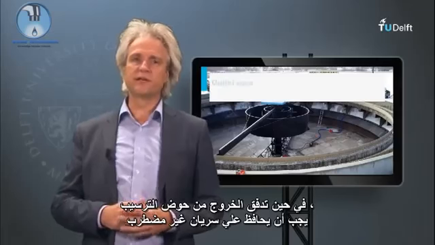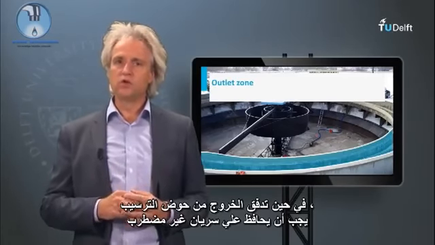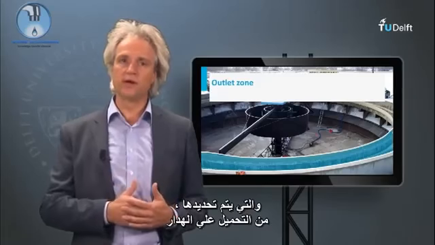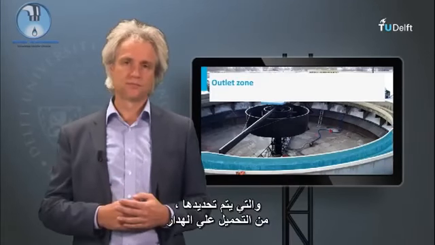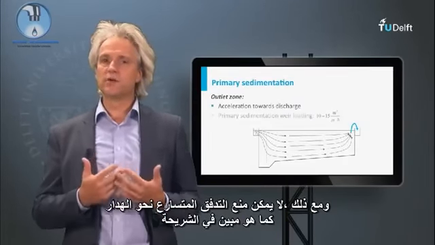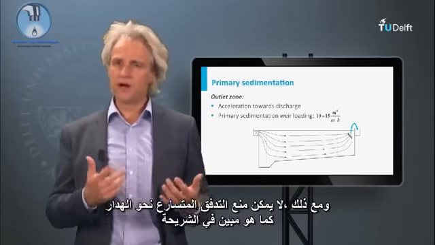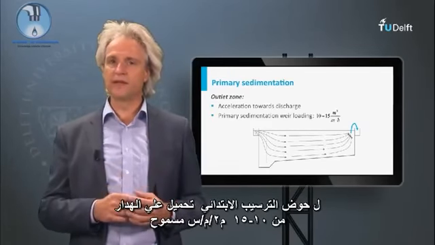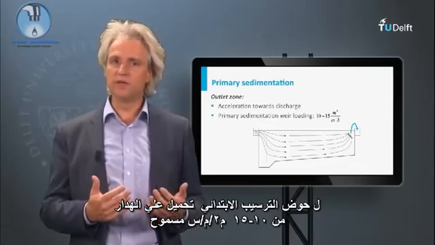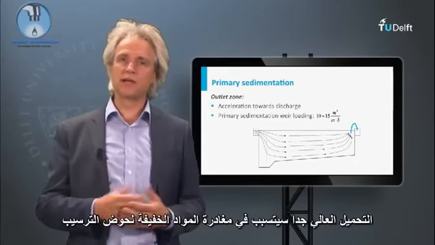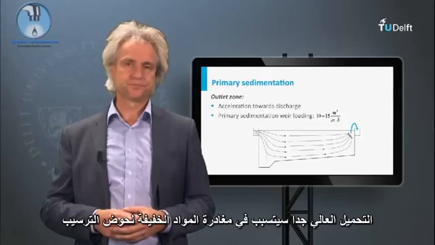While leaving the exit of the clarifier tank, the water flow should keep its non-turbulent flow pattern, which is determined by the weir overflow loading. However, flow acceleration towards the weir cannot be prevented, as shown in this slide. For primary clarifiers, a weir loading of 10 to 15 cubic meter per meter is allowed. A too high loading will cause light material to leave the tank.